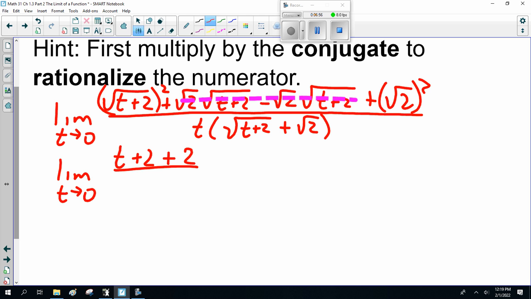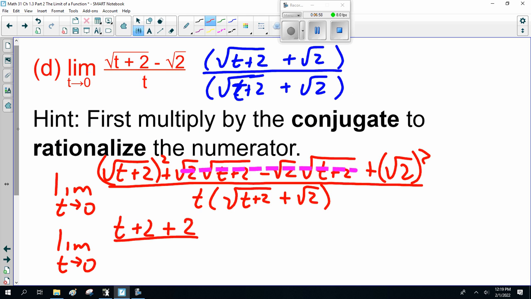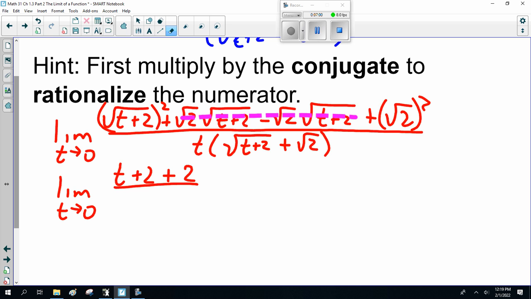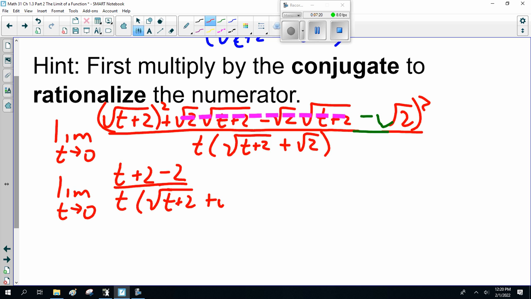Wait a minute. Oh, minus plus, sorry. Yes, I can hear you yelling at me. My apologies, humans. It should be minus square root of 2 squared, so that becomes minus 2. And that is t times the square root of t plus 2 plus square root of 2.